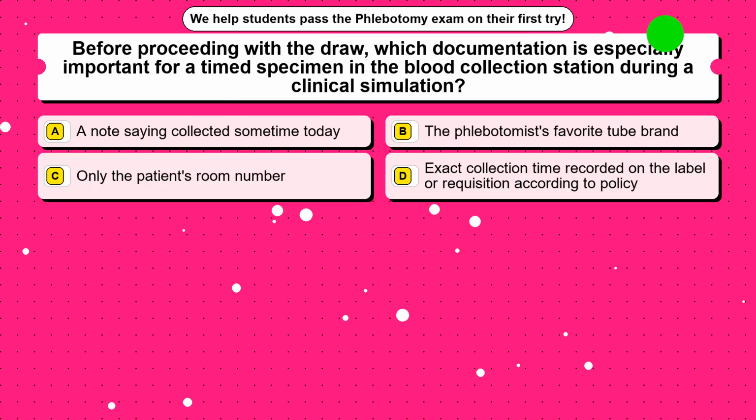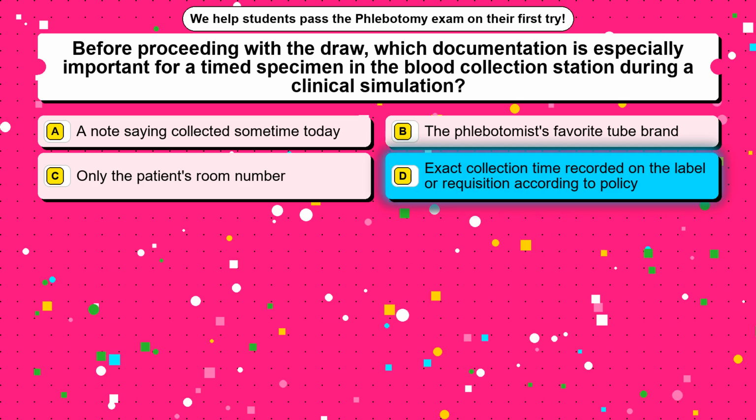Question 75. Before proceeding with the draw, which documentation is especially important for a timed specimen in the blood collection station during a clinical simulation? Option A. A note saying collected sometime today. Option B. The phlebotomist's favorite tube brand. Option C. Only the patient's room number. Option D. Exact collection time recorded on the label or requisition according to policy.